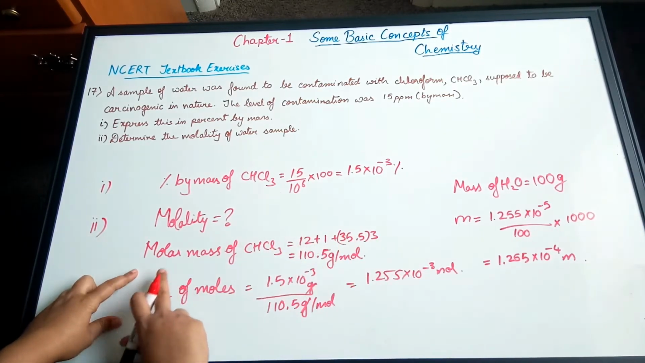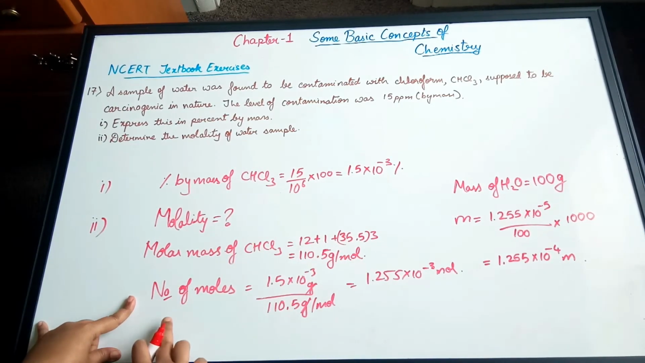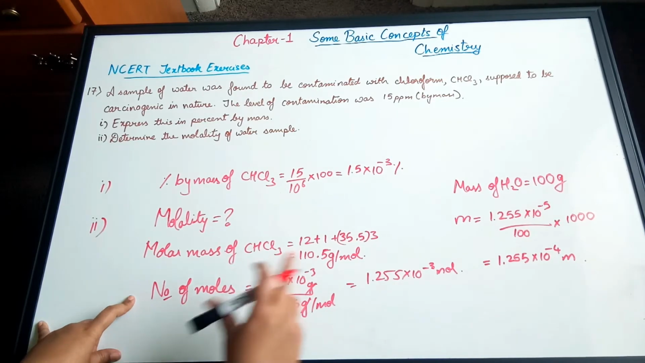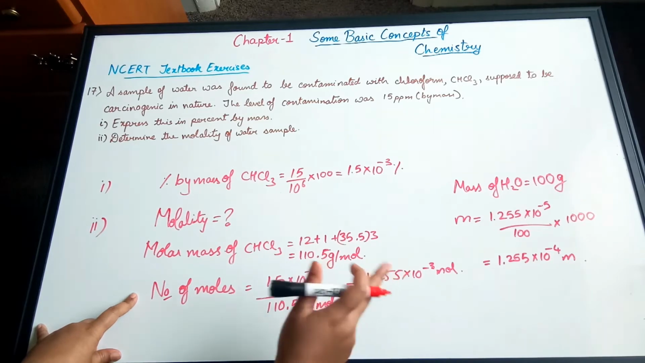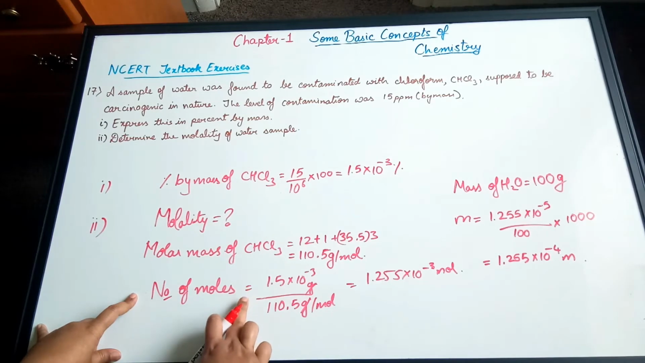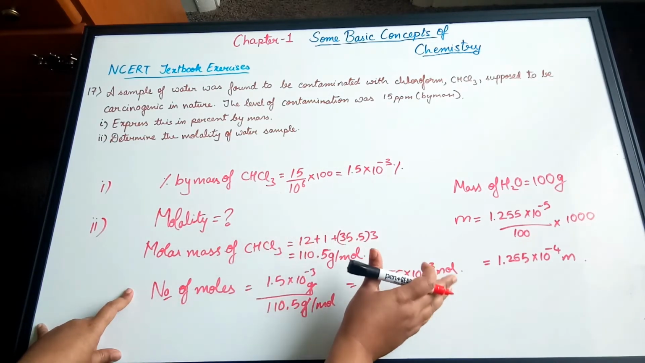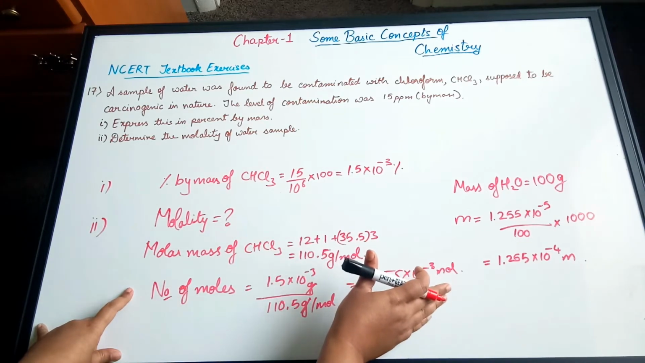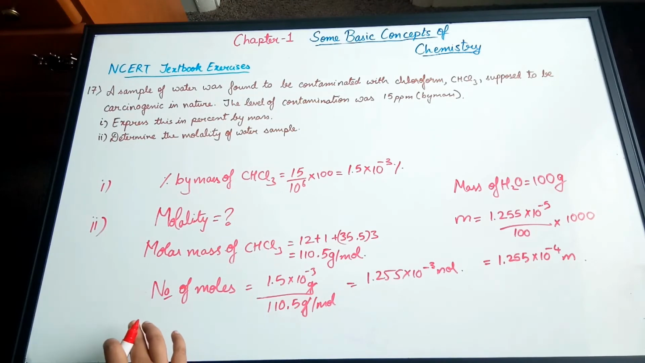So first we had to calculate the molar mass, which is done simply by adding the individual atomic masses, and then we calculated the number of moles. Since we are assuming the mass of water is 100 grams, then 100 grams of water will have 1.5 into 10 to the power minus 3 grams of chloroform. So we just divided these two values, that is the mass divided by the molar mass, which gives us the number of moles, and then all of this was substituted in the equation, and we got the answer for molality. To understand more about molality, do check out the video.